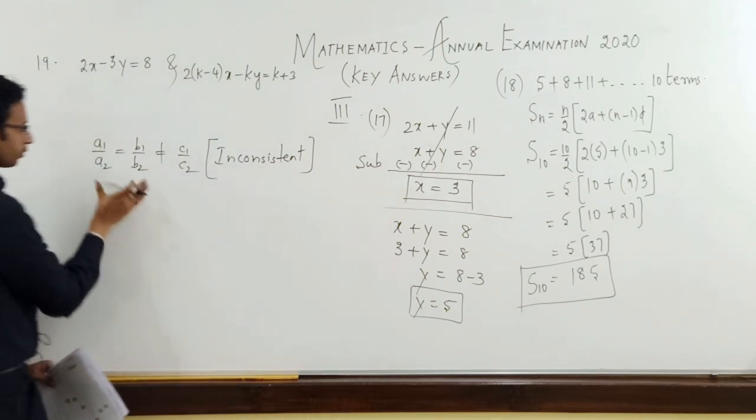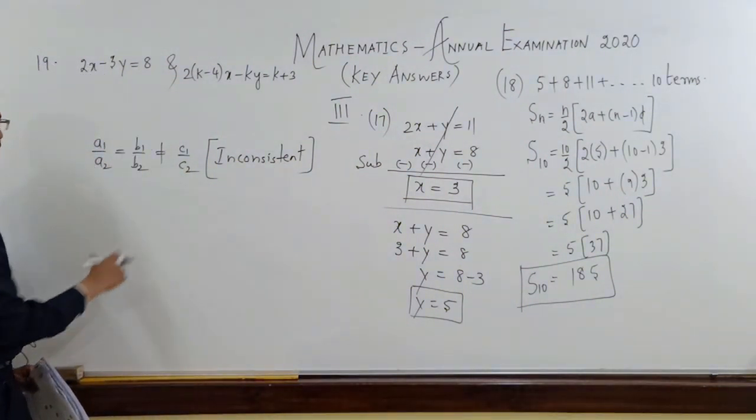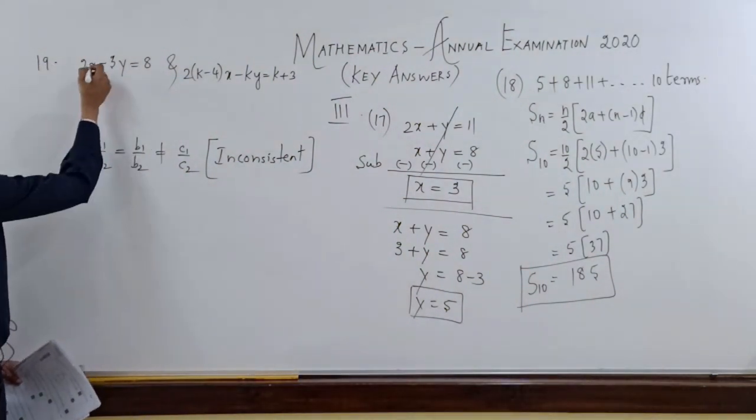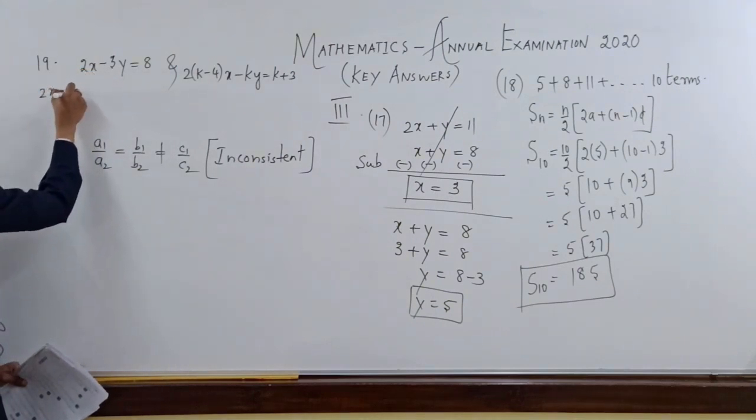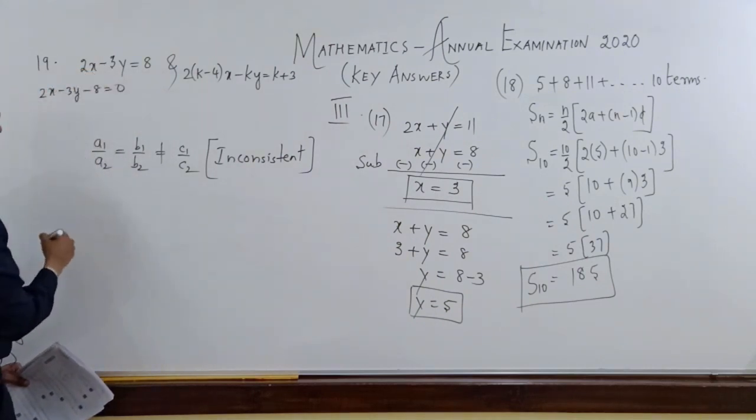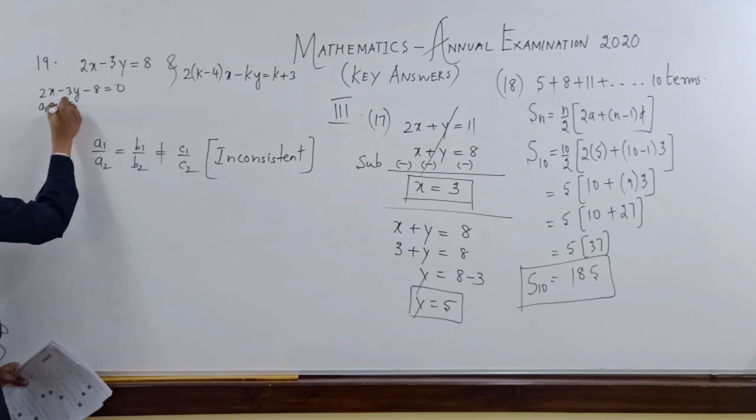But in this, we make use of only the first two, because the condition with c1 by c2 does not come into effect. So first of all we should bring this in standard form: 2x minus 3y minus 8 is equal to 0, to take down the values of a1, b1 and c1.